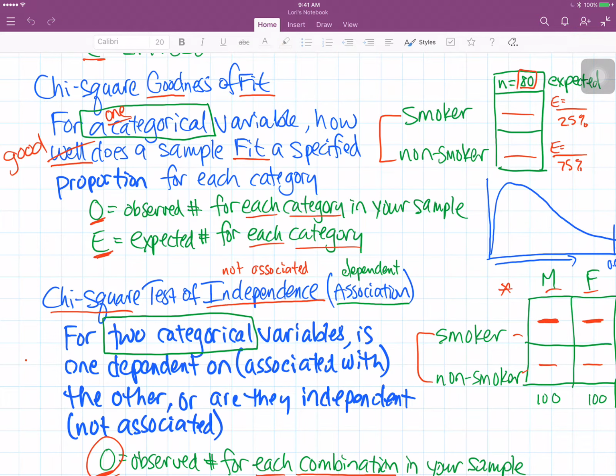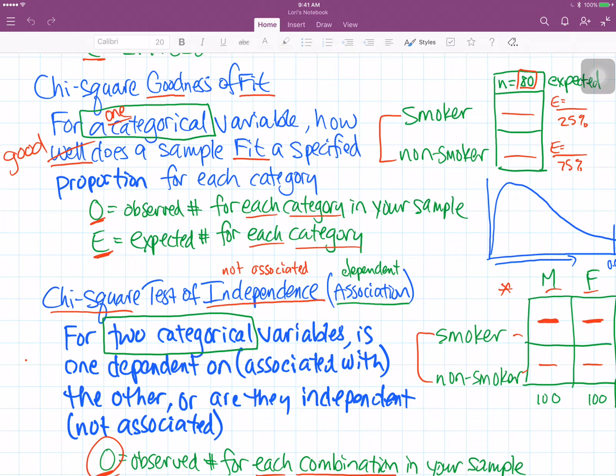So as a reminder, the chi-square goodness of fit is for one categorical variable, and it can be dichotomous, nominal, ordinal, any of those will be fine. And then the chi-square test of independence, where we're looking at the relationship or association between two categorical variables. And so this kind of summarizes a lot of different possible combinations.